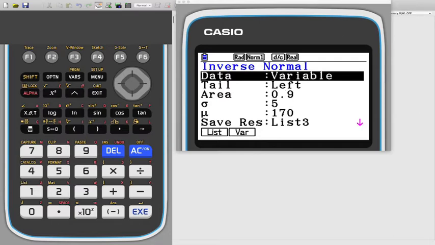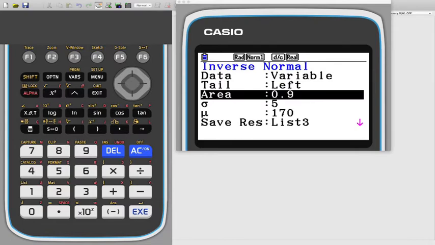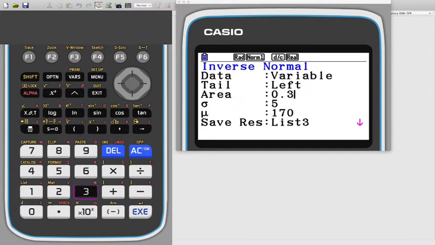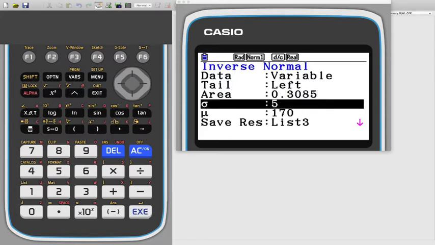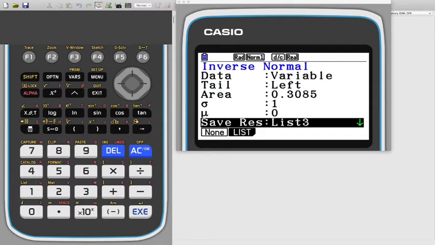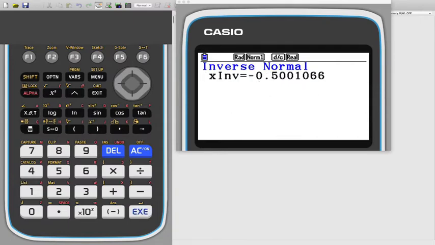We want a variable, so we'll go for the left tail, and in the first case we want the area to be 0.3085, enter. We want the standard deviation to be 1, enter, because we look at the standard normal variable, and the mean to be 0. That will give me the value that I want, which is 0.5001. Okay, that's the value of Z that corresponds with that. The problem with this is storing it so that I can use it again.